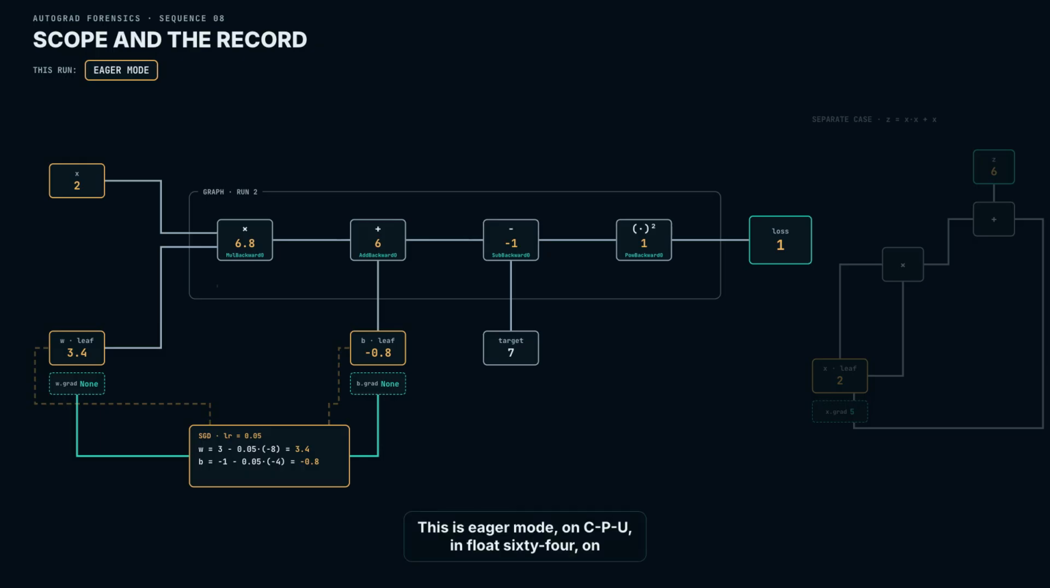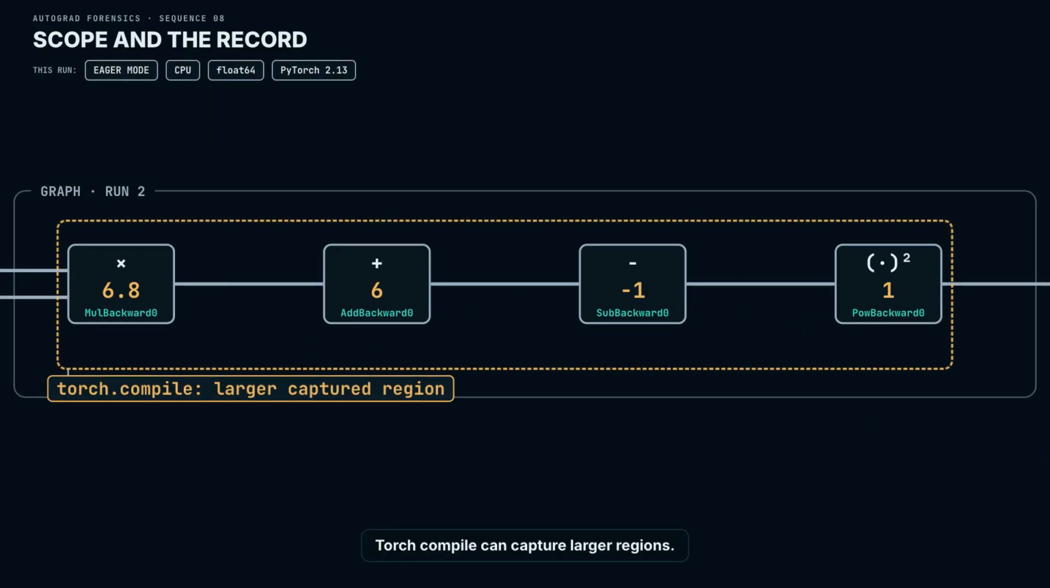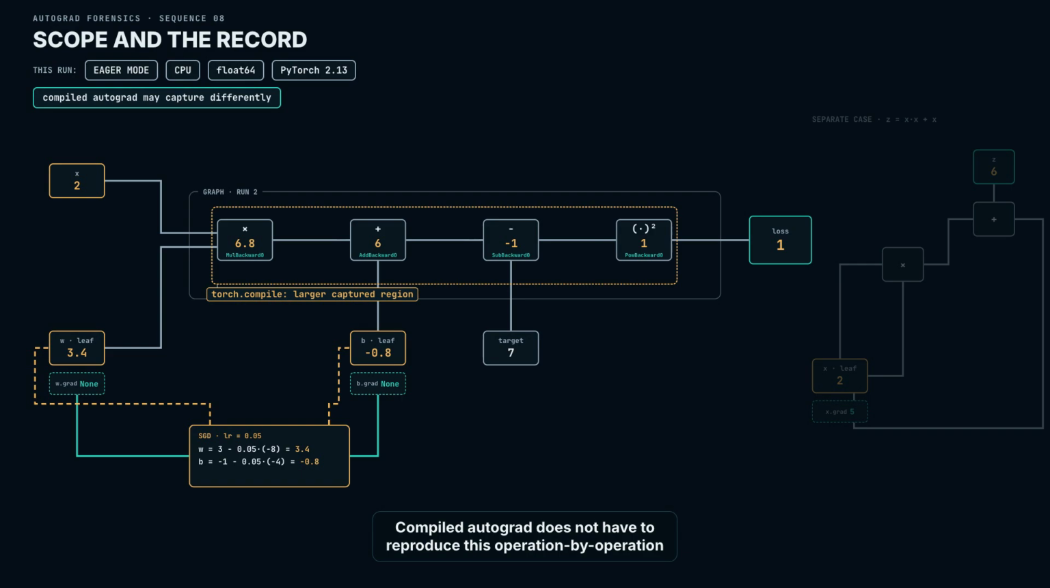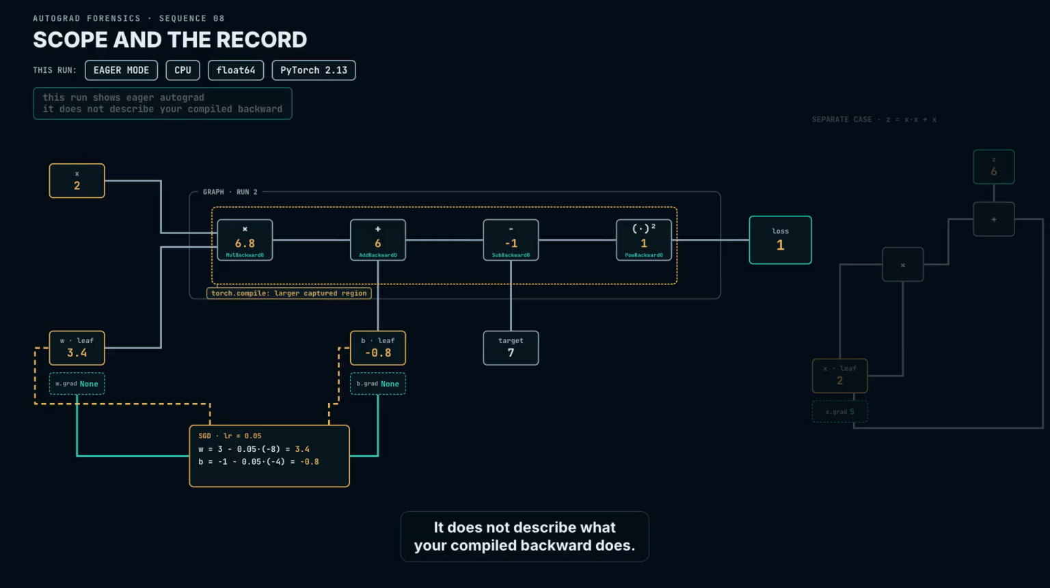This is eager mode, on CPU, in float64, on PyTorch 2.13. torch.compile can capture larger regions. Compiled Autograd does not have to reproduce this operation-by-operation picture. Our run demonstrates the eager mechanism. It does not describe what your compiled backward does.